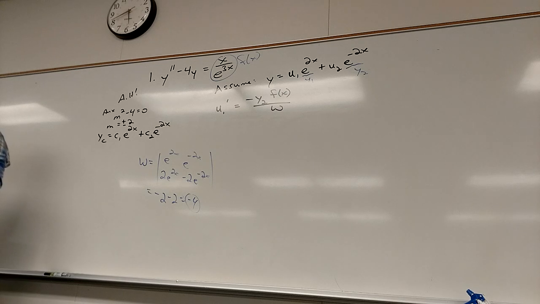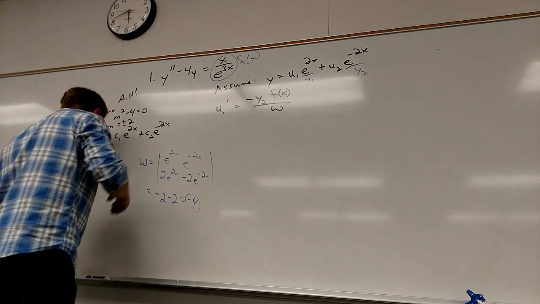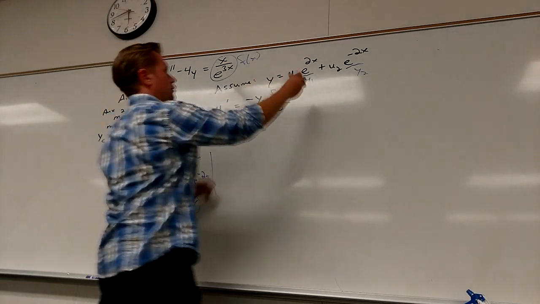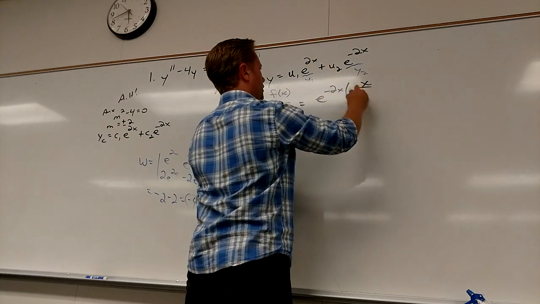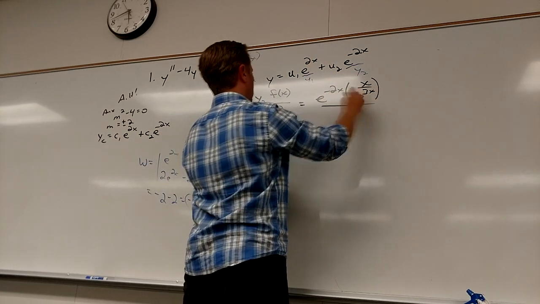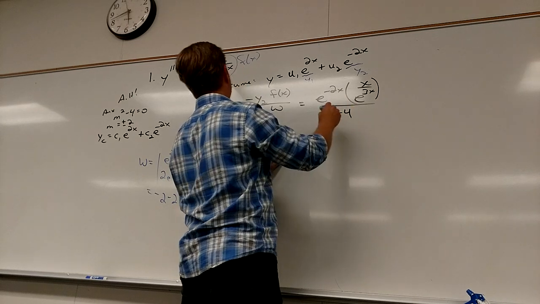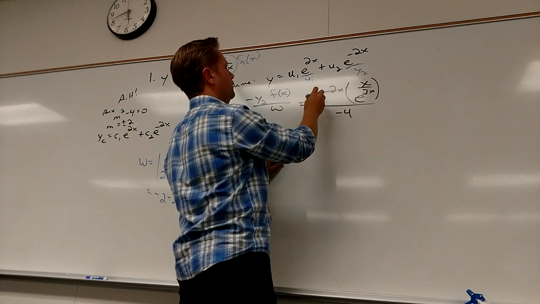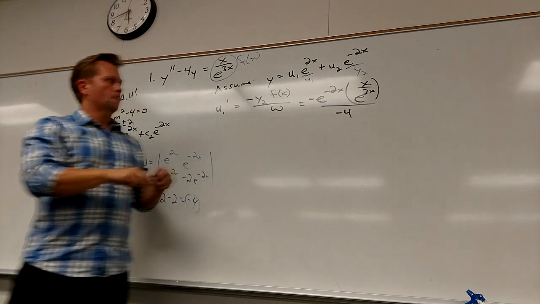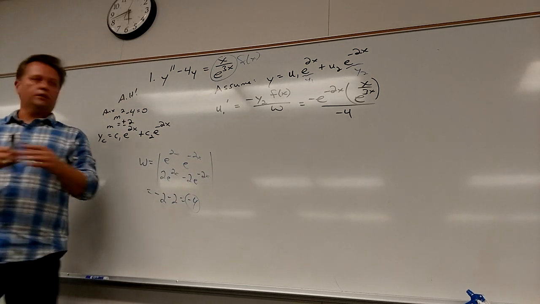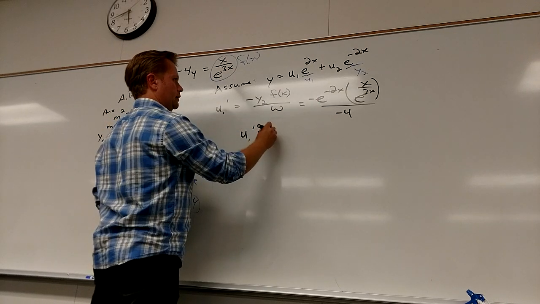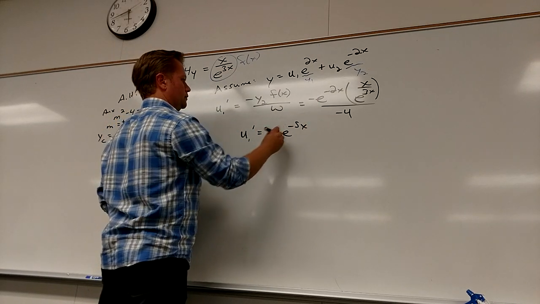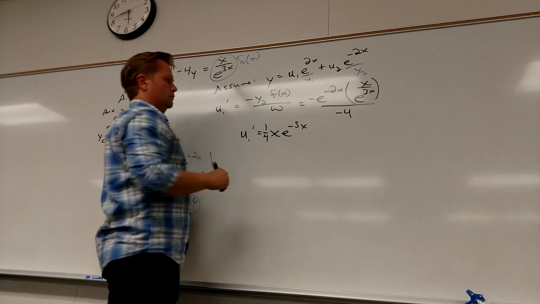How are we doing there? Is that all right? I like it. All right, and now just fill in what we know. We know that y2 is e to the negative 2x. f of x is x over e to the 3x. And w is negative 4. Did I miss somebody? Did I leave off a negative? Yes. Okay. So cleaning that up a little bit, I get u1 prime is x e to the negative 5x, 1/4 of that.